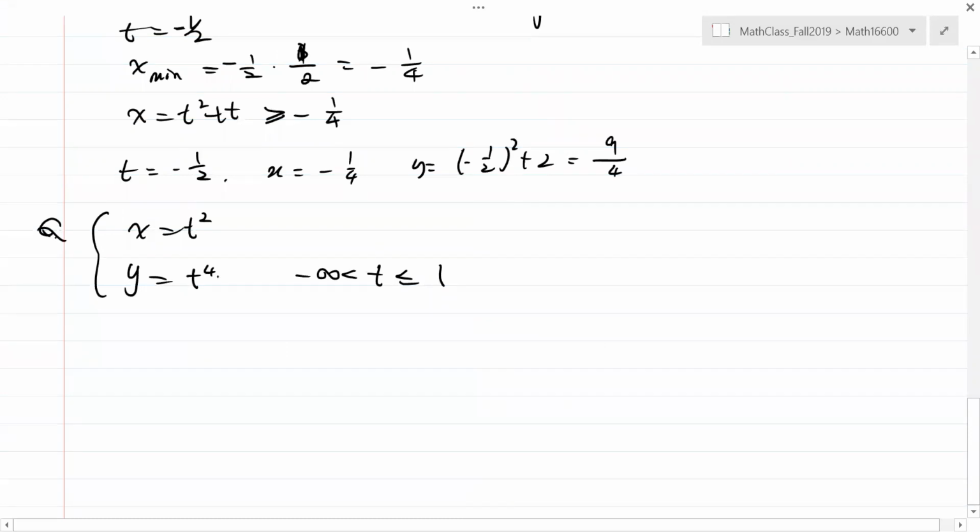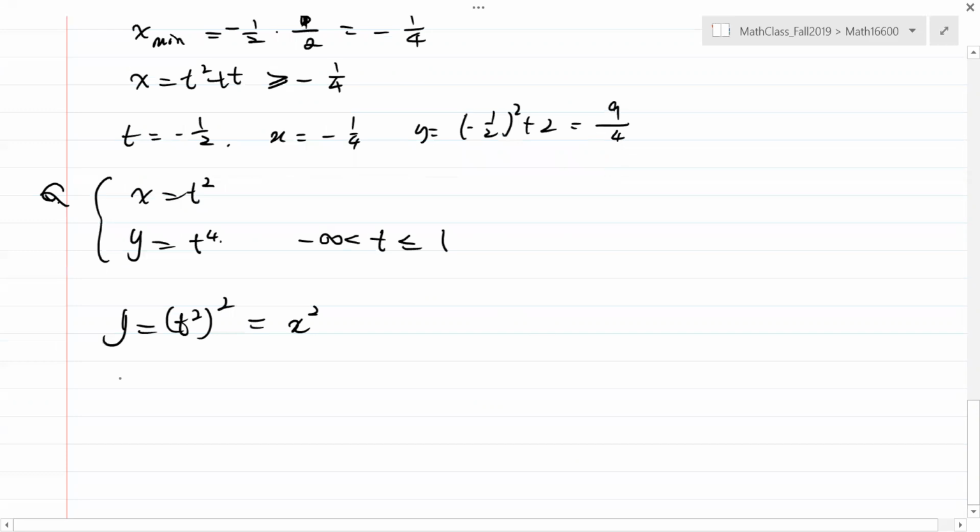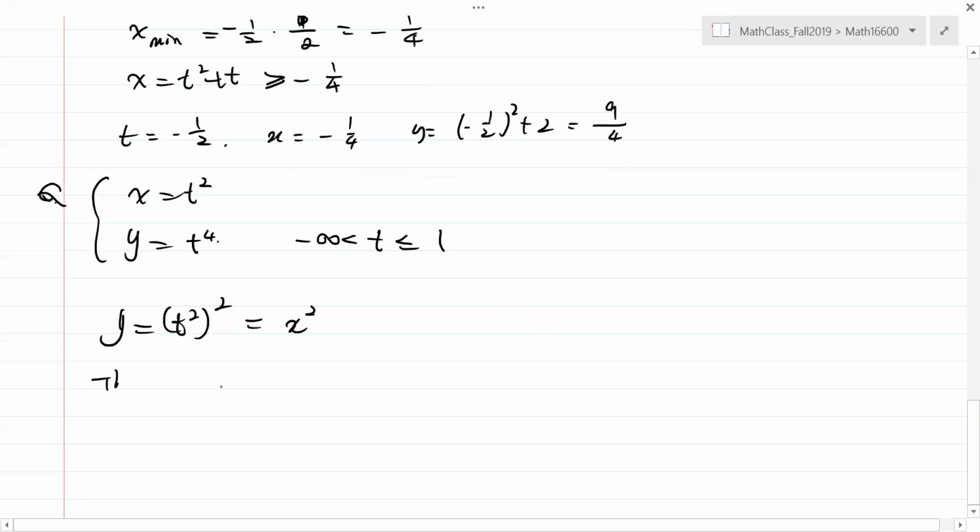Okay. Alright, so this one is easy to find a relationship because y equals t squared and x equals t, so it's going to be y equals x squared. So the graph must be a portion of the parabola, right? So the curve is a portion of the parabola, okay? Because x, y always related by this equation, okay?